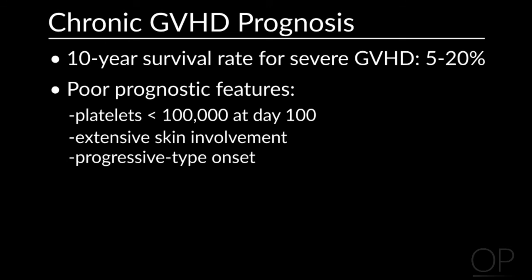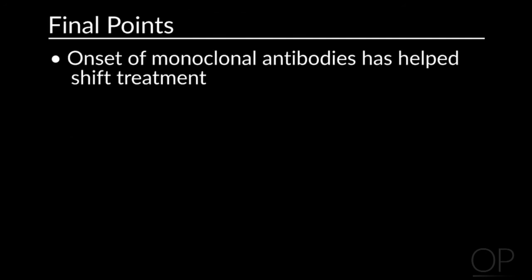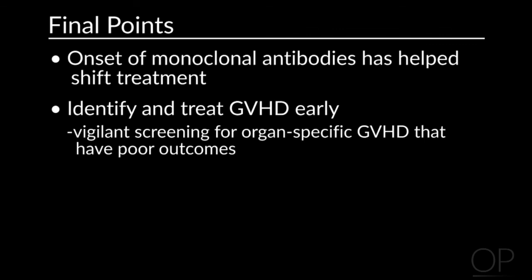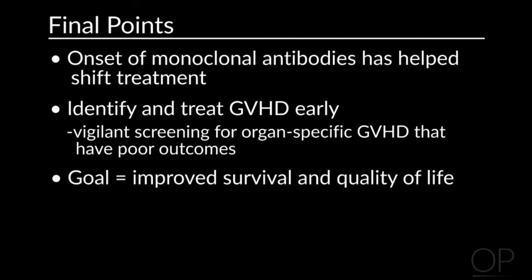This is a challenging slide to end our talk on, but I think it highlights that there's a lot of work to be done. The onset of monoclonal antibodies has helped shift our treatment of graft-versus-host disease over time. And the keys are for us to identify it early so we can treat early, and to screen for things like pulmonary graft-versus-host disease, which have poor outcomes, in an attempt to improve the overall survival and the quality of life of these patients.